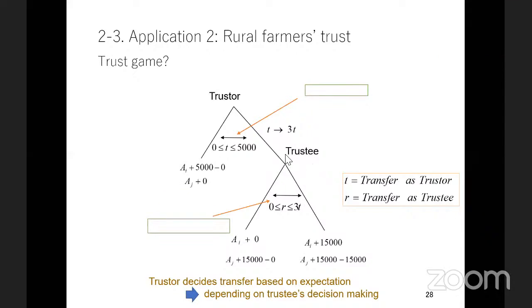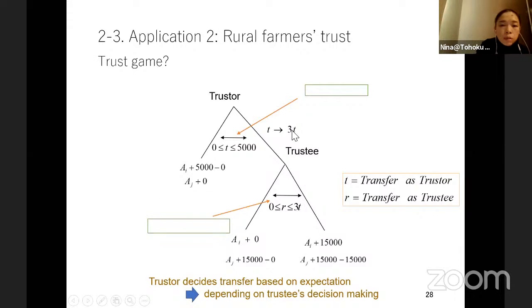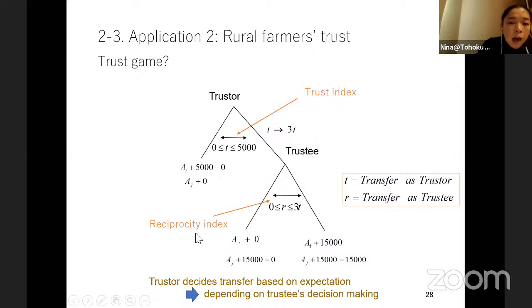And after that, if the business is successful, the trustee will give some money back from the tripled money. This is R, the return from the trustee. The amount sent by the truster can be used as a trust index. And the amount sent by the trustee is used as a reciprocity index, how much is repaid, or in other words, a trustworthiness index.